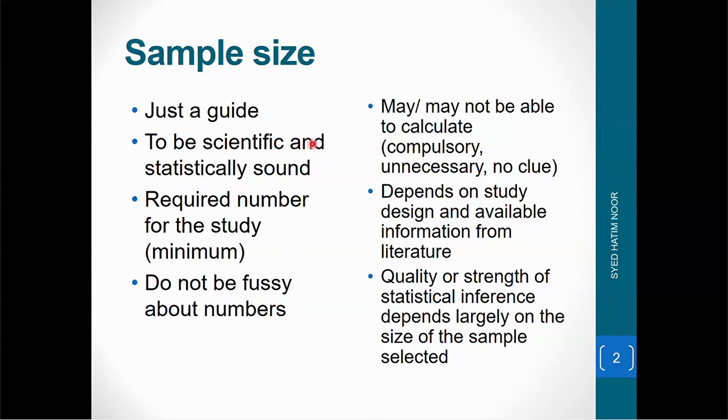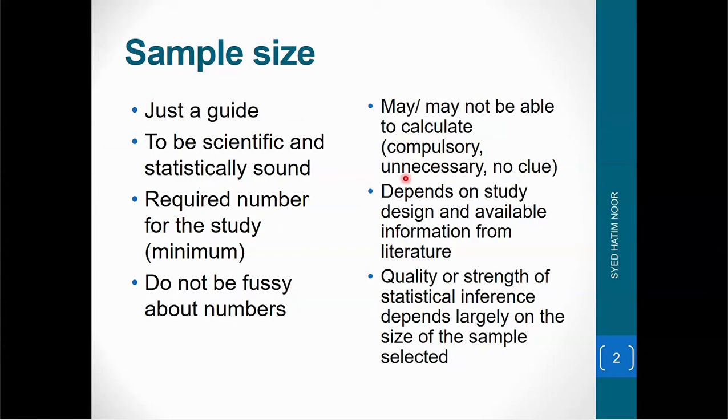Sample size may or may not be able to calculate. I can divide it into 3: compulsory, unnecessary, and also no clue. Compulsory is where you have a testable hypothesis. Testable hypothesis, that means, for example, I'm going to compare radiation between X-ray and CT scan, for example. So there's a testable hypothesis. Then it's compulsory for you to calculate.